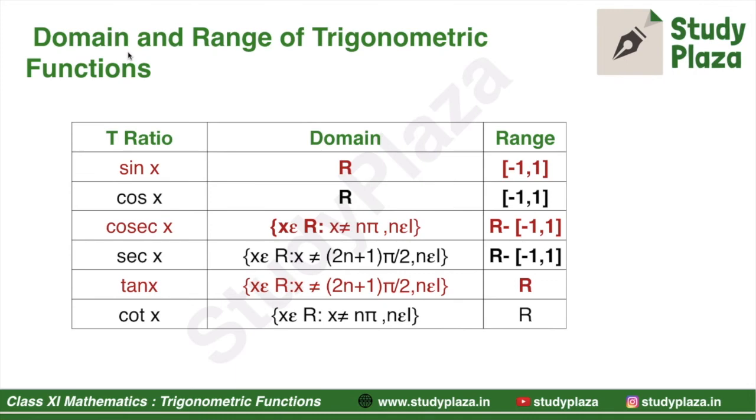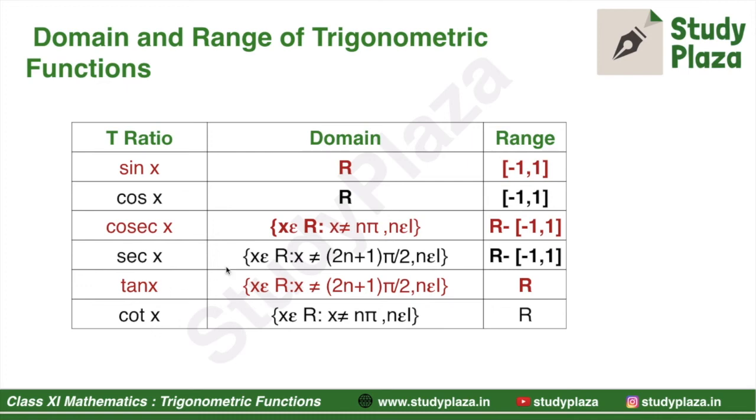Let us now understand the domain and range of different trigonometric functions. Let us first start with sin x. The domain of sin x, that is the value of x, belongs to R, the set of all real numbers, and its range will be -1 to 1. Similarly, cos x, its domain is R and its range is -1 to 1. Cosec x, that is 1 by sine, has a domain which lies in R except when x is equal to n pi, and its range will be R minus (-1, 1). Excluding this interval, all numbers of R will be the range of cosec x.